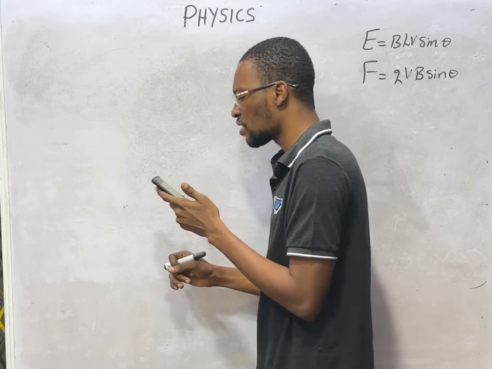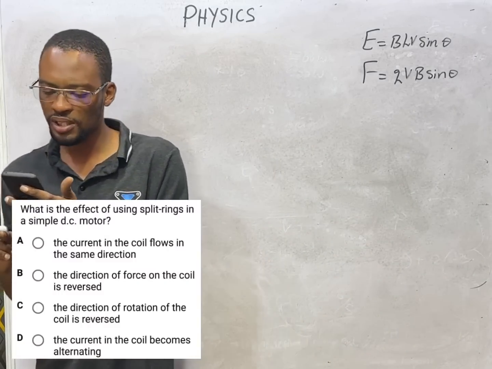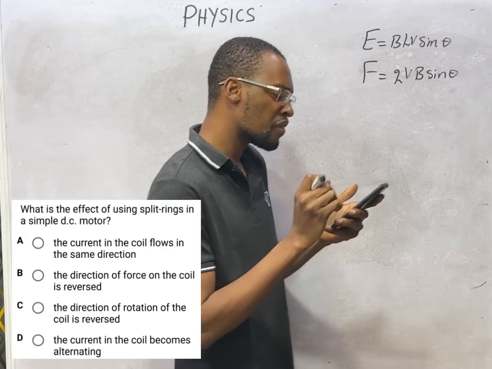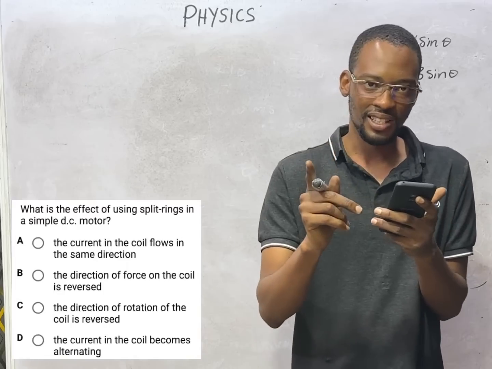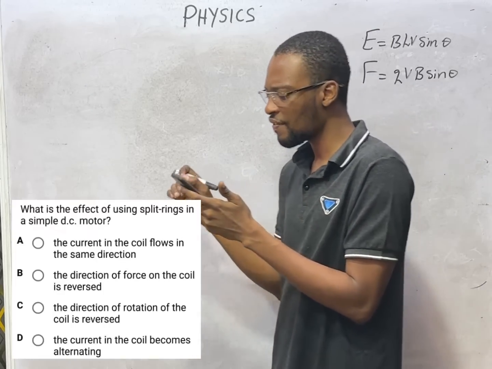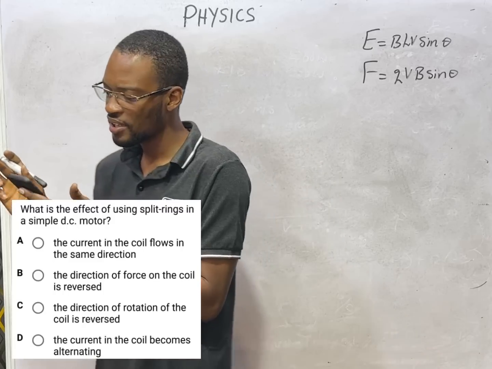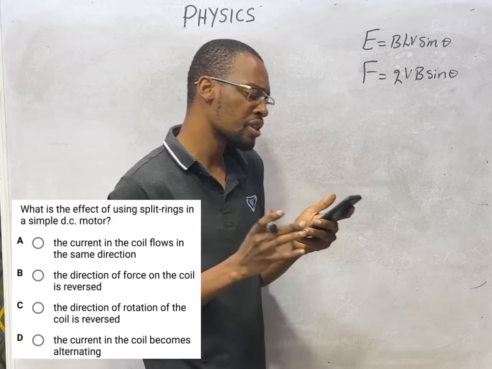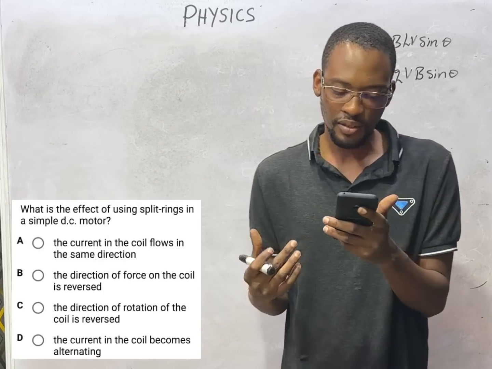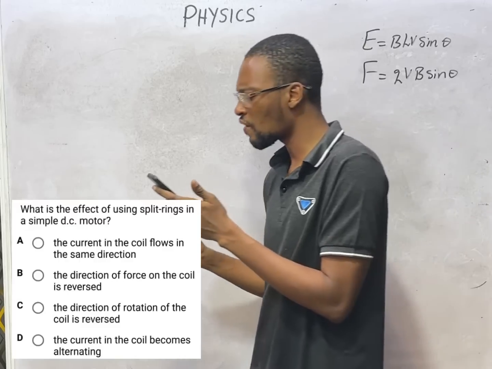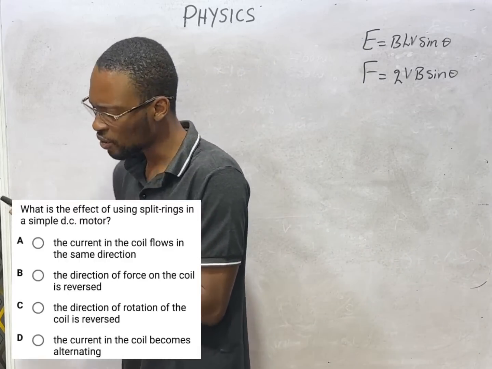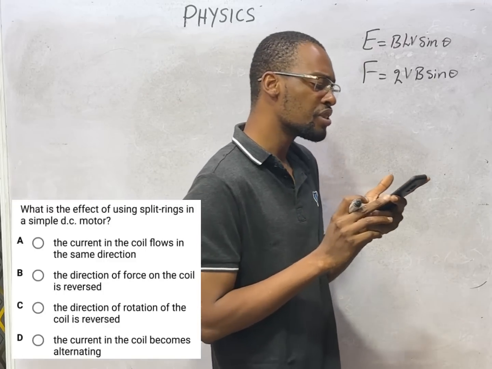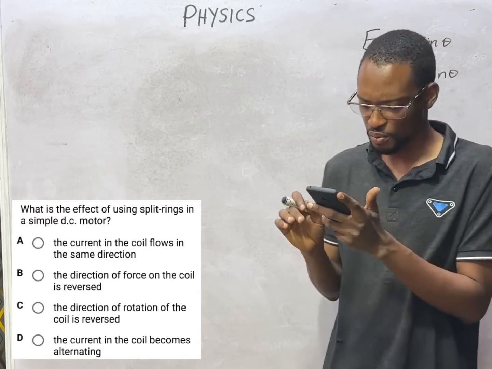The first one says the current in the coil flows in the same direction. Option B says the direction of the force on the coil is reversed. Option C says the direction of rotation of the coil is reversed. And option D says the current in the coils becomes alternating. So what is the effect of using split rings in a simple DC motor?